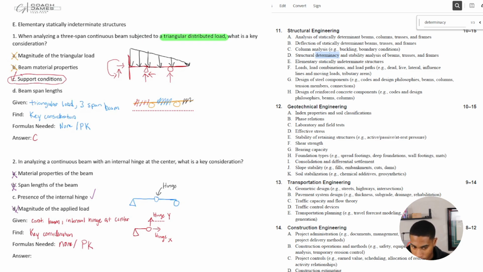So definitely, if you've got a continuous beam, it has an internal hinge. The things happening within that internal hinge are the most important thing, because that is going to help with how your loads are able to be supported.